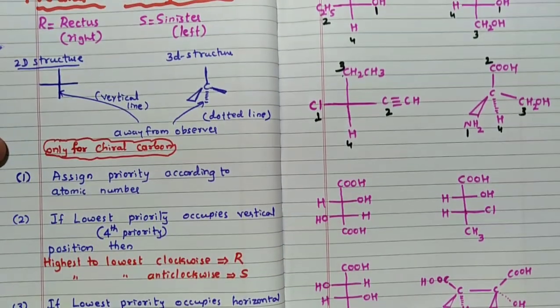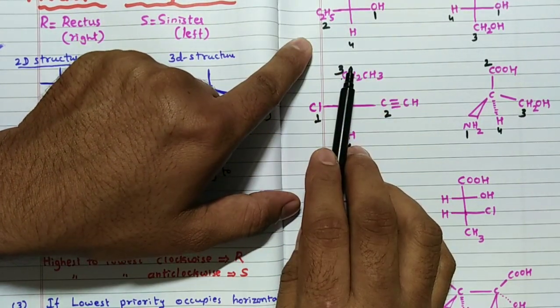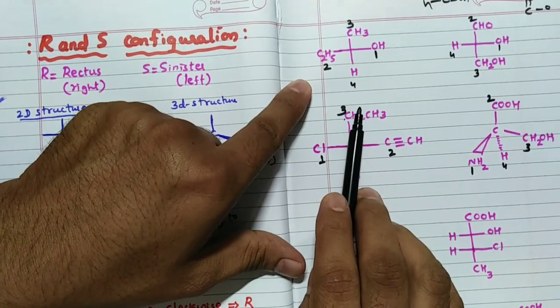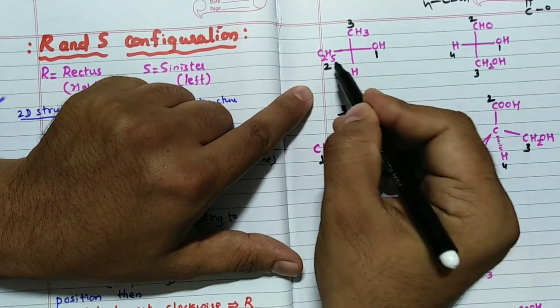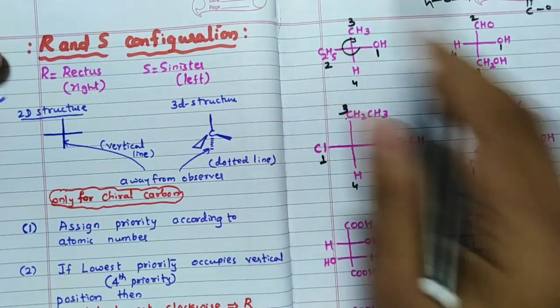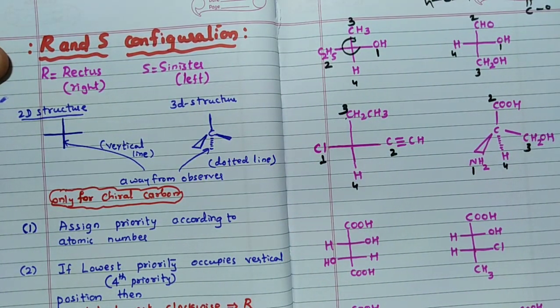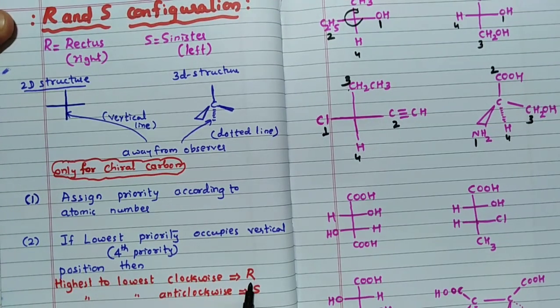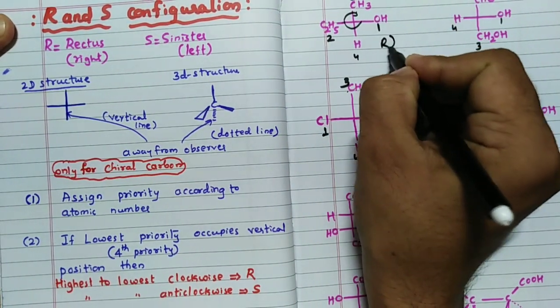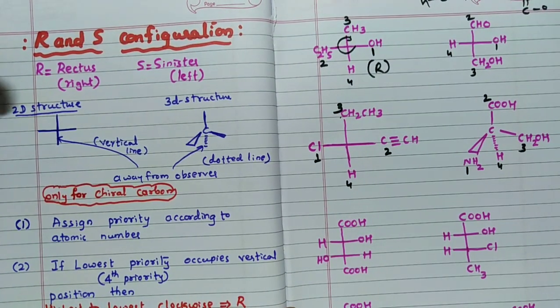Now you will see quickly. Now you can see lowest priority 4, it is in the vertical position. Correct? Vertical position it is there. Now you can see here 1, 2, 3. Leave this. 1, 2, 3 means which direction is it? Clockwise direction. So this hydrogen is in the vertical position. Clockwise is what? R. Clockwise is R. So remember it is R configuration. Right? This is only one chiral carbon compound and hence it is R.